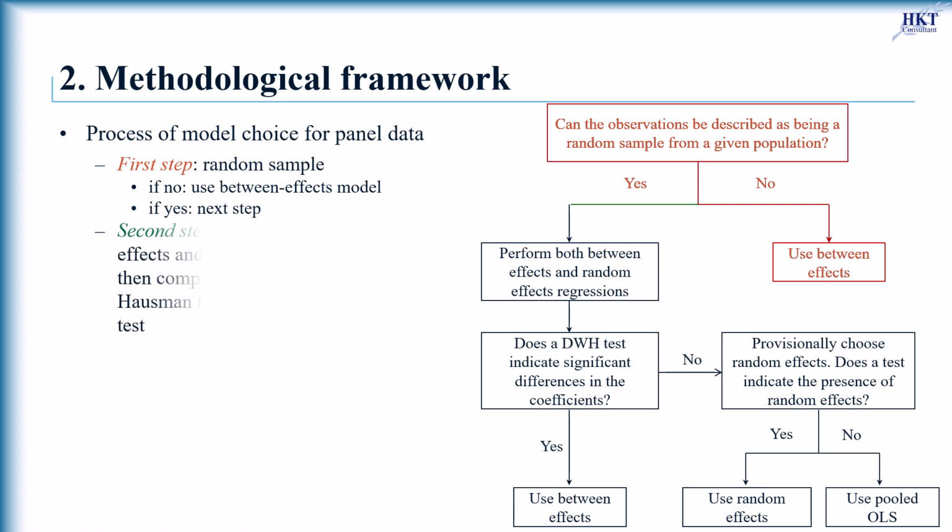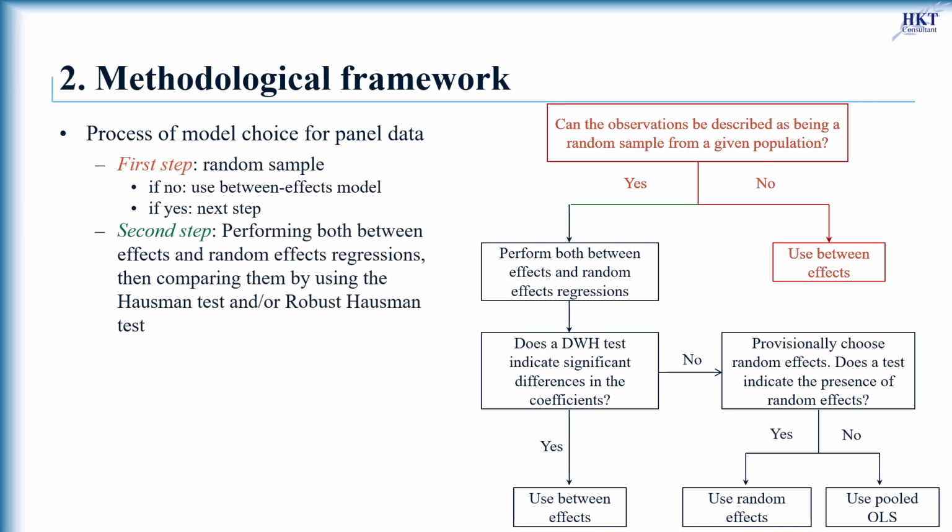In the case of a random sample, we proceed to the second step by estimating both the between effects and random effects models. We then compare these models using the Hausman test, where the null hypothesis states that the random effects model is preferred over the between effects model. If the Hausman test indicates significant differences in the coefficients, the between effects model is selected as the final specification.